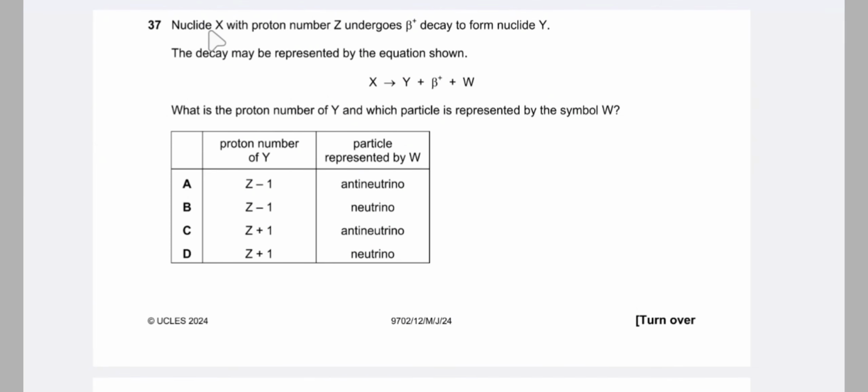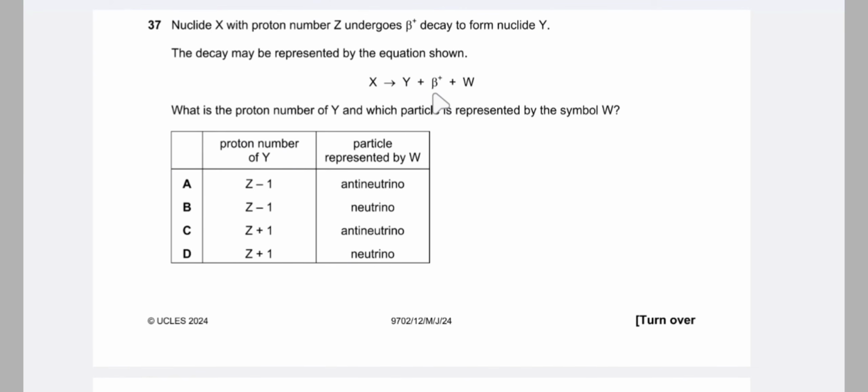Number 37. Nuclide X with proton number Z undergoes beta plus decay to form nuclide Y. The decay may be represented by the equation shown. What is the proton number of Y and which particle is represented by the symbol W?